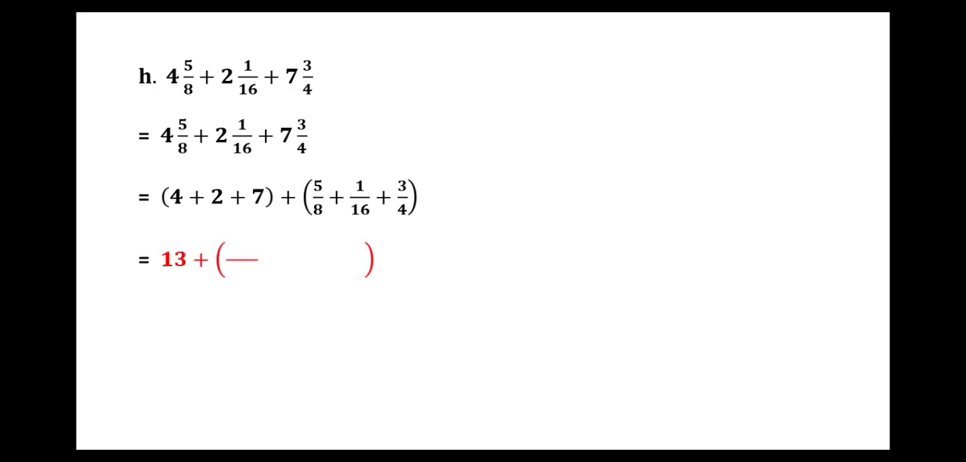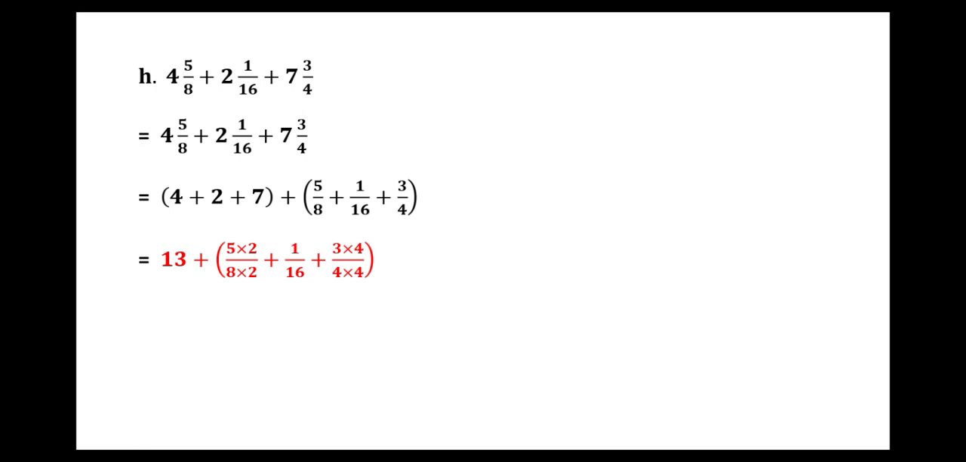Okay, in the first step, we separate the whole parts and the fractional parts. So 4, 2 and 7 are the whole parts of these mixed fractions, and 5 upon 8, 1 upon 16 and 3 upon 4 are the fractional parts. So we write them separately. Now we add the whole parts: 4 plus 2 plus 7 gives 13.